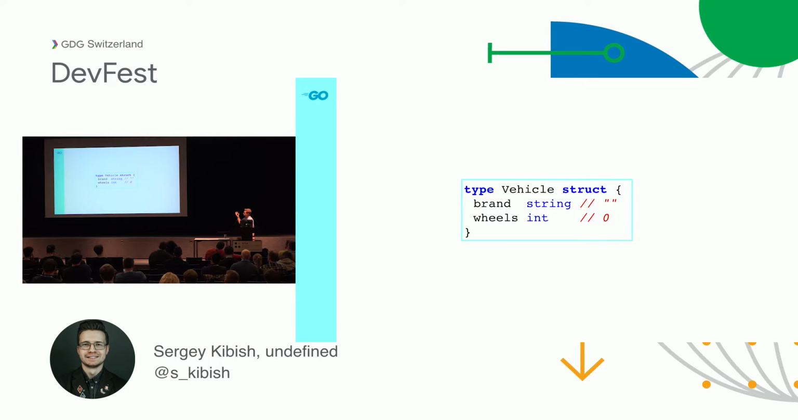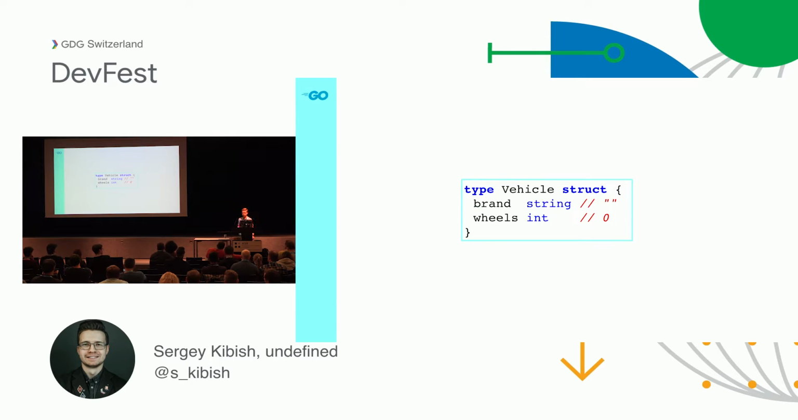So in the previous example, our vehicle was initialized to these things. So brand was initialized to empty string, and wheels was initialized to 0. That's why we didn't have any errors at all. And this is also a good thing to use when you write your code to modify maybe some logic, because you already know that variables have some defaults.